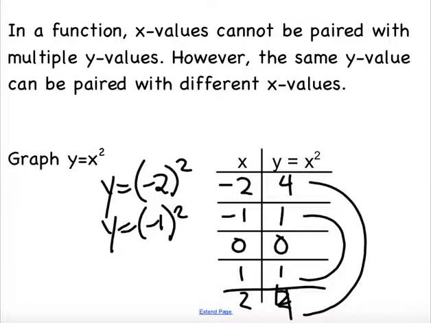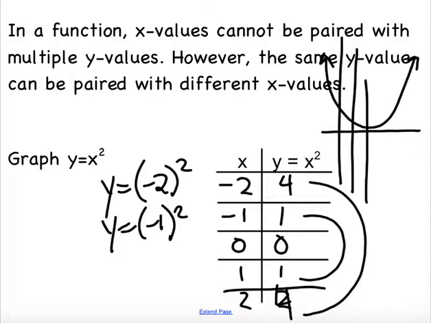Because when we look at this function on a graph, it's a parabola, which will pass the vertical line test. We can put vertical lines all throughout it, and it's going to only hit in one place. Even when we get up really, really high into those infinity y's, it will still be just in one place. This is a function.